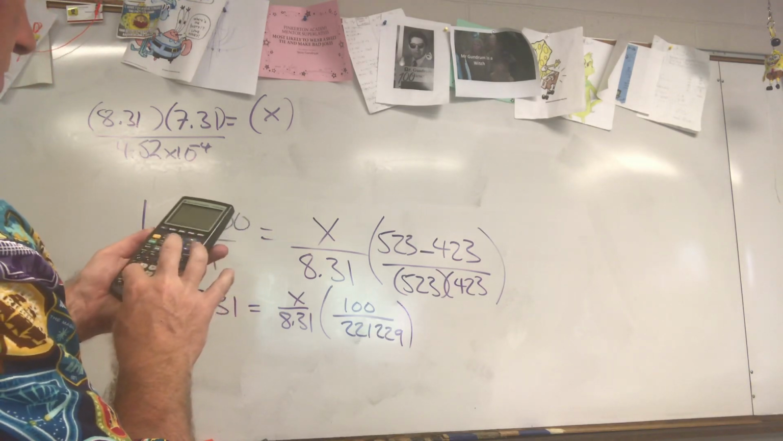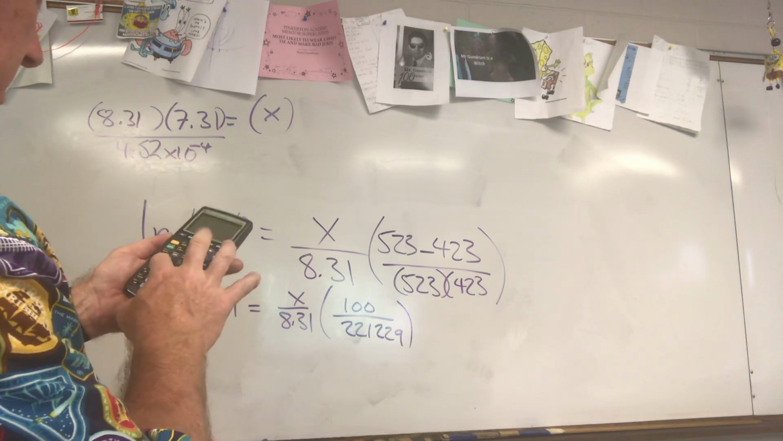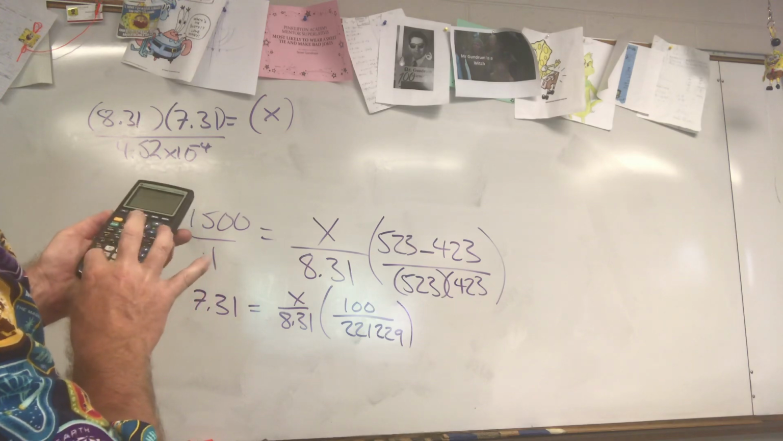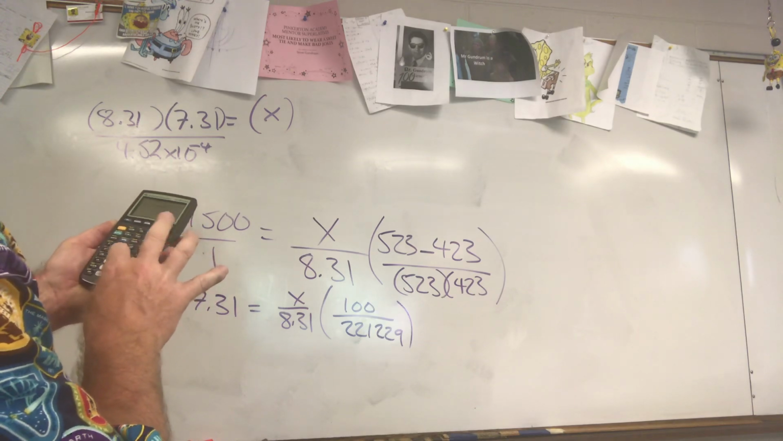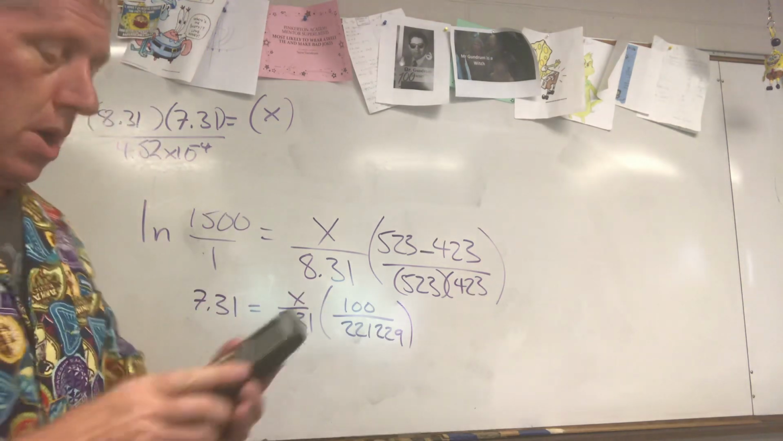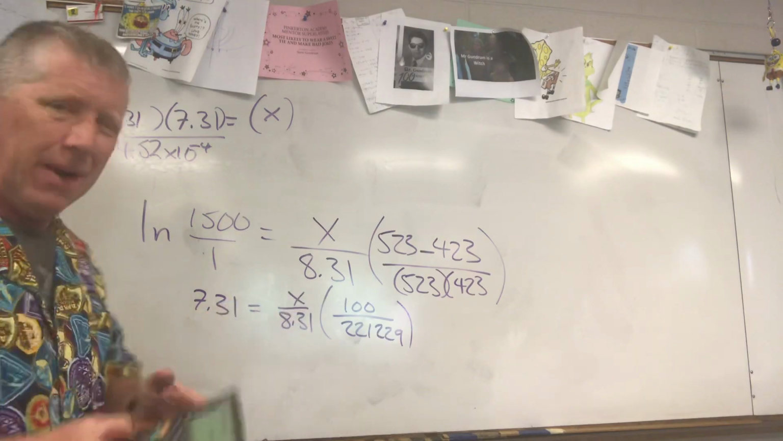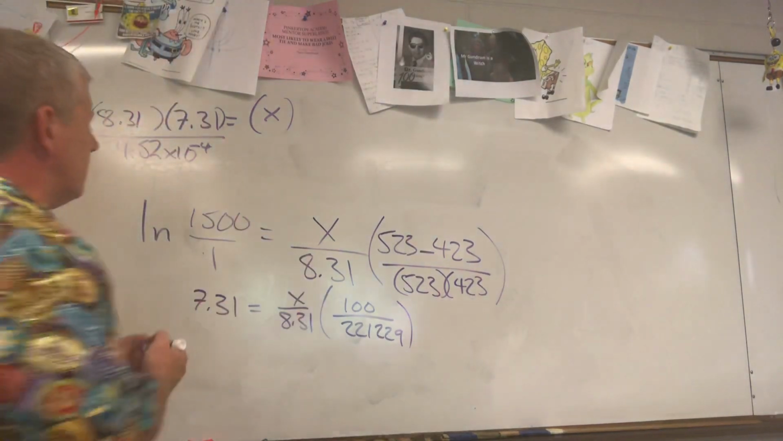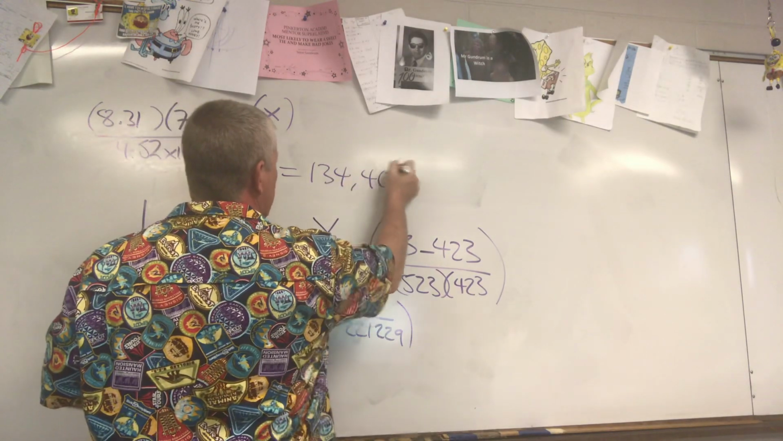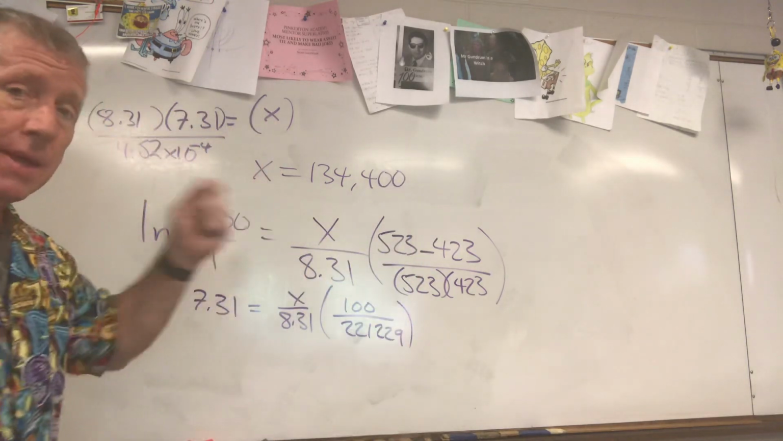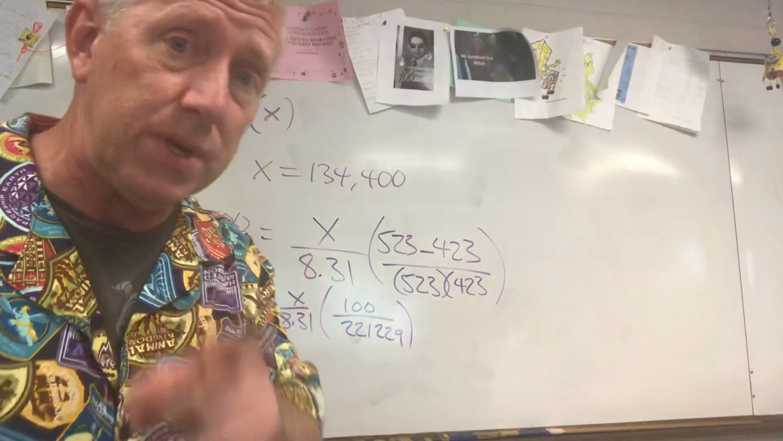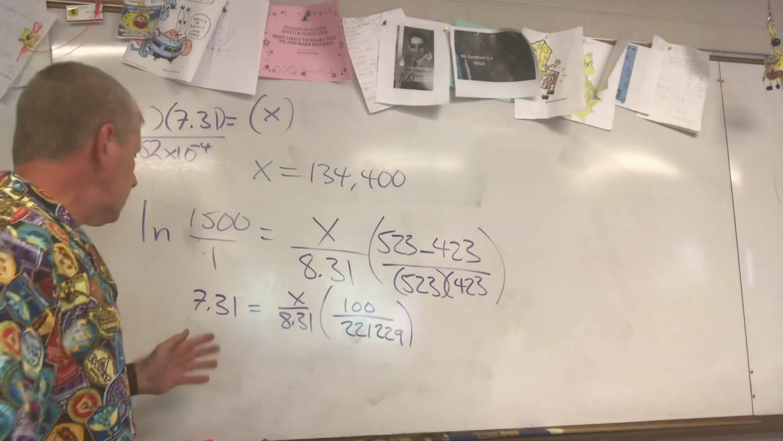8.31 times 7.31 divided by 0.0005452. Okay, I get 134,394, or 134,000. I'm going to round it to 400. You can write the whole thing out, doesn't matter. X equals 134,400, and this is going to be in joules. This is energy. Energy is in joules. Okay, so this would be energy.